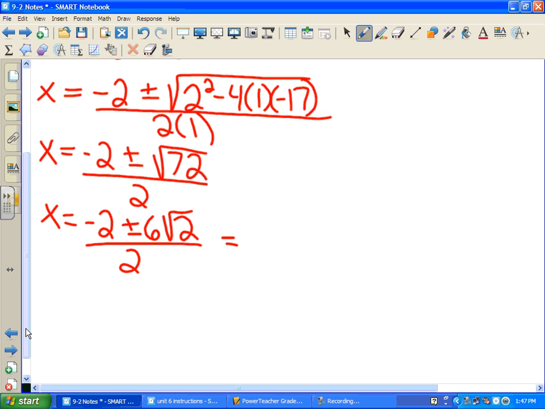Can you do anything else? 5 by 2. Don't divide the radical by 2. You've already simplified the radical. We're now simplifying everything else. So it's negative 1 plus or minus 3 radical 2 over 2. All right, divide it by 2.